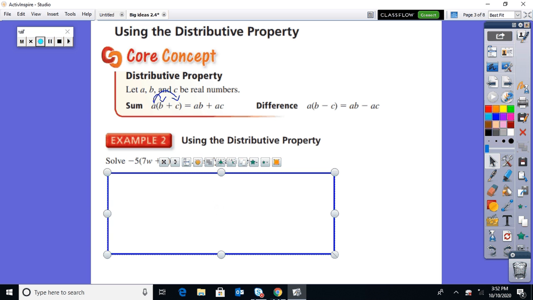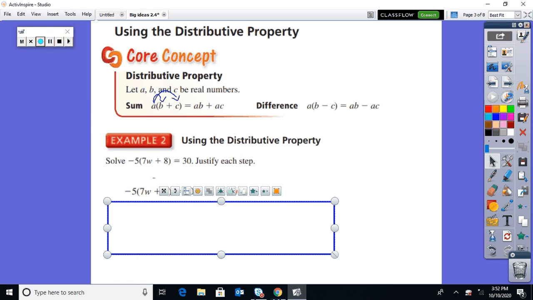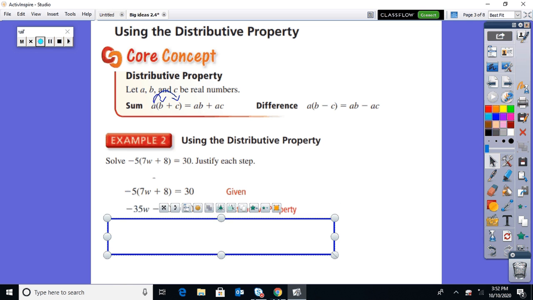All right, this will be a little less sloppy now. I'll just uncover here. Again, we're going to start out with our given information. That's always our first step. And then, of course, we have the -5 outside the parentheses, so we can distribute that. So take the -5, multiply it by both of the things, and we end up with -35w minus 40 equals 30.